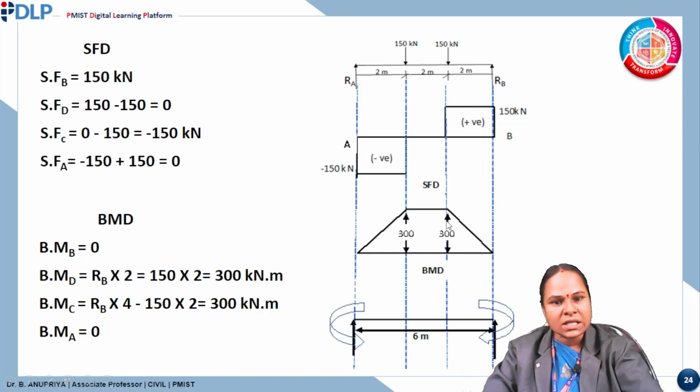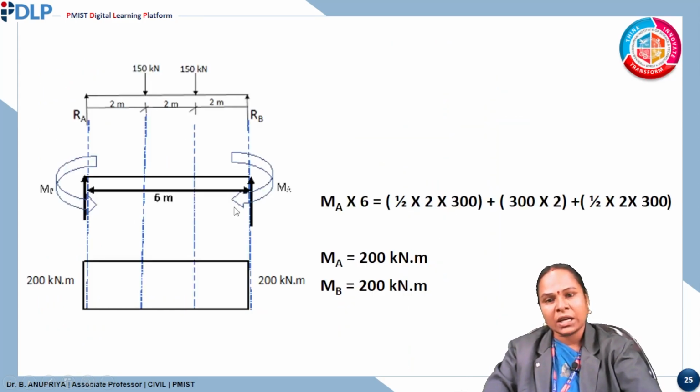The area of this triangle is half base into height. Half into base is 2 meter, height is 300. The second portion is length into breadth, that is, here it is 2 meter and the height is 300. And the same for the third portion, half base into height, half into base is 2 meter and height is 300. So moment at A into total distance 6 is equal to first triangle, half base into height, second a rectangular portion, length into breadth, and third a triangular portion, half base into height.